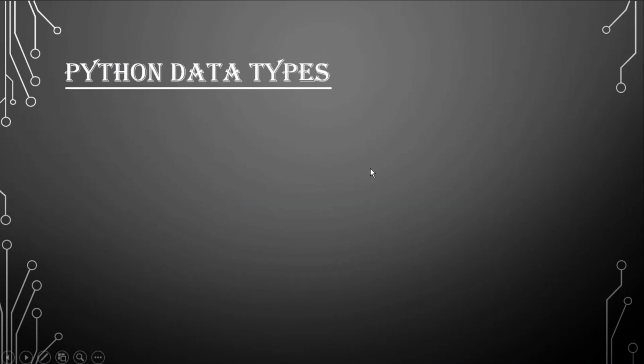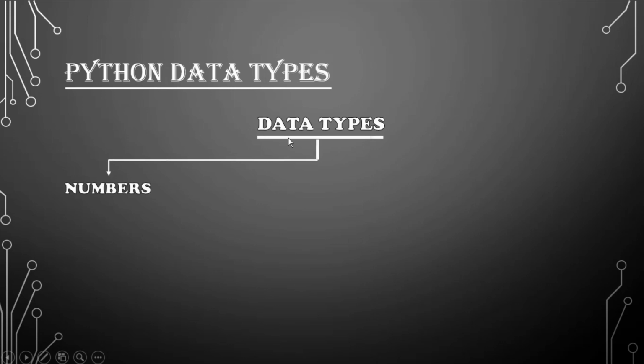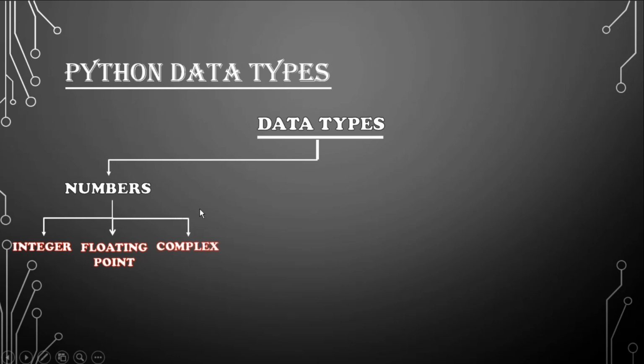Now next one is Python data type. There are 5 types of data types present in Python. First one is number, and number is also 3 types. First one is integer, second floating point, and third complex numbers. And integer is also in two types: boolean data type. Boolean means true or false.